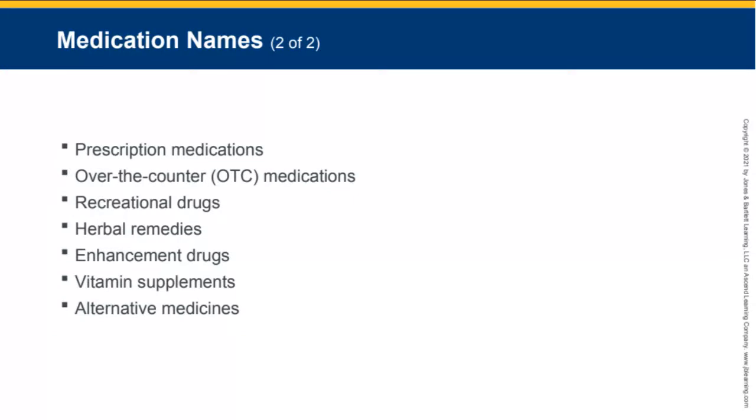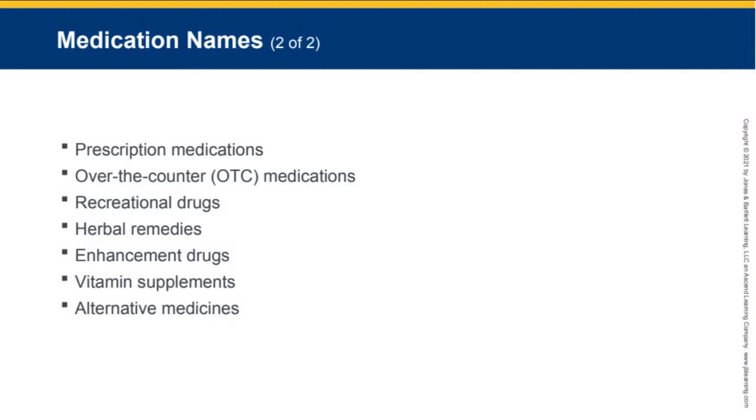Recreational drugs. These are drugs that cause you to have a good time, feel nice, feel high, like your heroin and your cocaine. Herbal remedies. Herbal remedies are drugs that are derived from plants. Like, for example, in your post-menopausal woman, you see them taking evening primrose or chamomile for sleep. Enhancement drugs, these are drugs that are used a lot by the male population in order to increase their sexual performance.